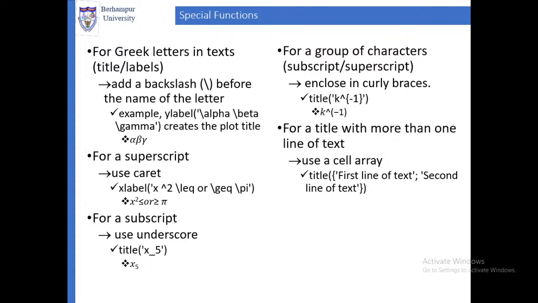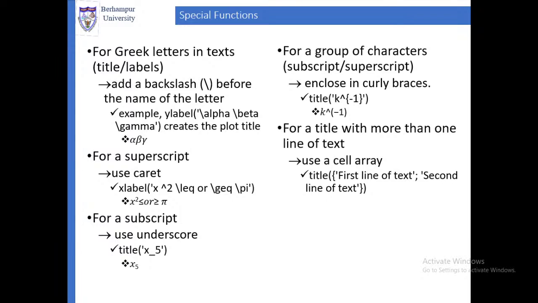If you want to use a superscript, use a caret. So in the xlabel we are going to use a superscript, x square. So xlabel, then within brackets put quote marks. Whenever we are using strings, you should put the strings within quote marks, so I will not repeat this anymore. So x, then caret 2, that will give x square.